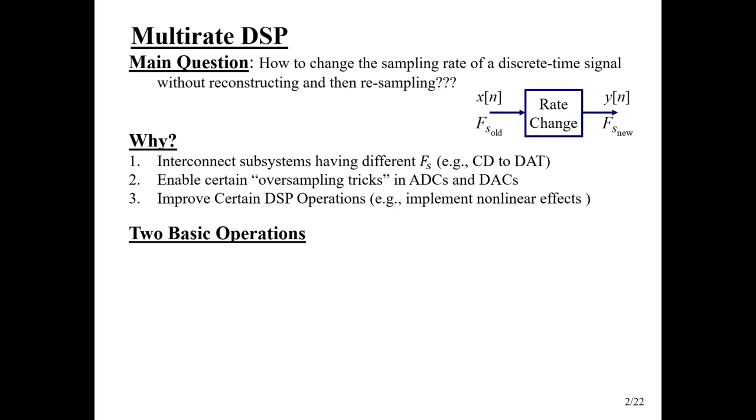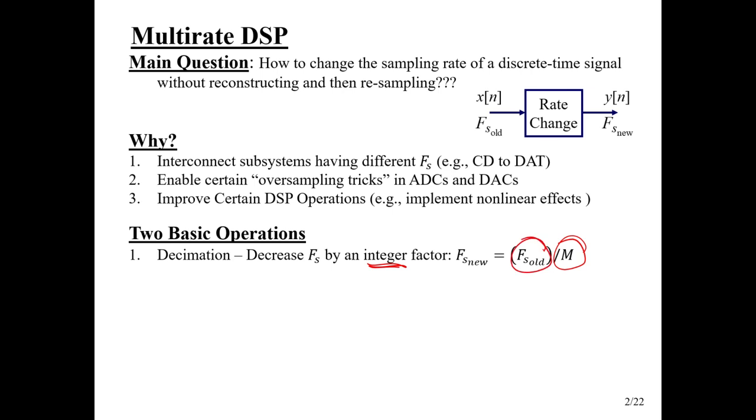There are two fundamental operations involved here, and I just alluded to them without the fancy name. One is called decimation, and that is strictly decreasing the sampling rate by some integer factor. So M here is assumed to be an integer. You take your old fs, divide it by an integer, and you get a new lower sampling rate. And so we'll have to look at how we do that.